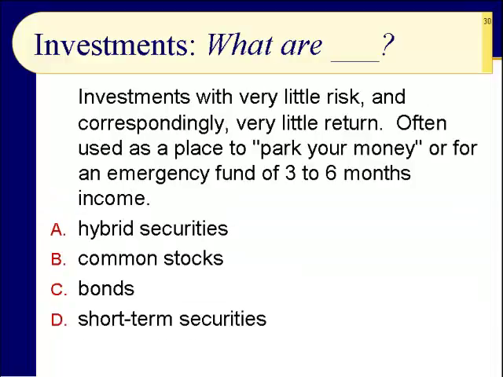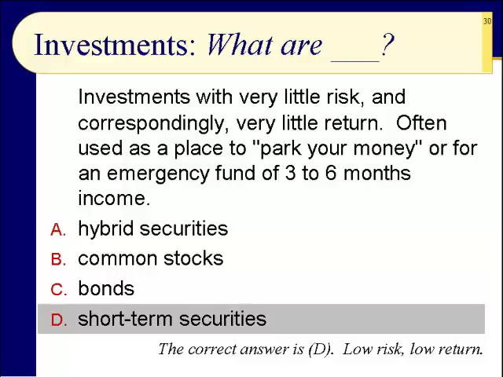What are investments, slide 30, with very little risk and correspondingly very little return? Often used as a place to park your money or for an emergency fund of 3 to 6 months' income. Low risk, low return: hybrid securities, common stocks, bonds, short-term securities? Right, short-term securities. You need this money in 6 months? Don't put it in the stock market. You need it in a bank or a credit union or a money market mutual fund.